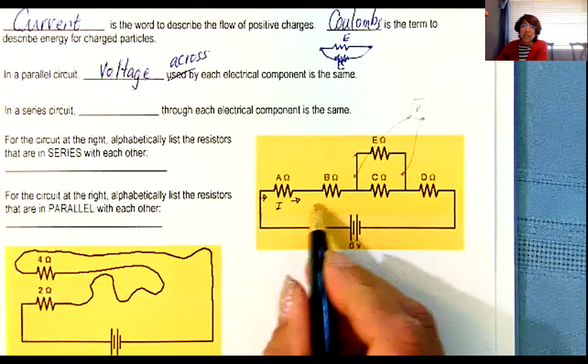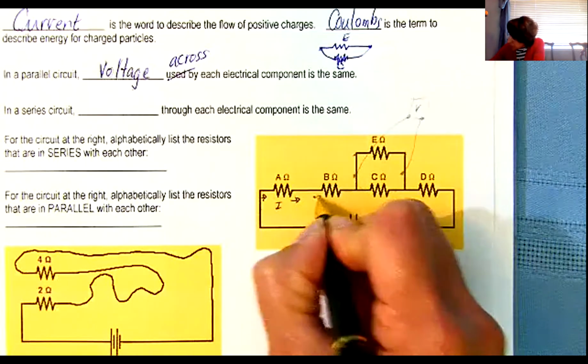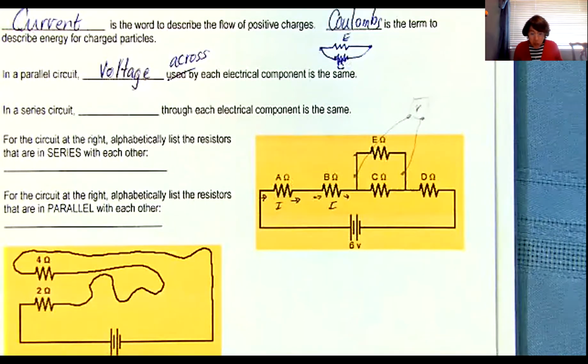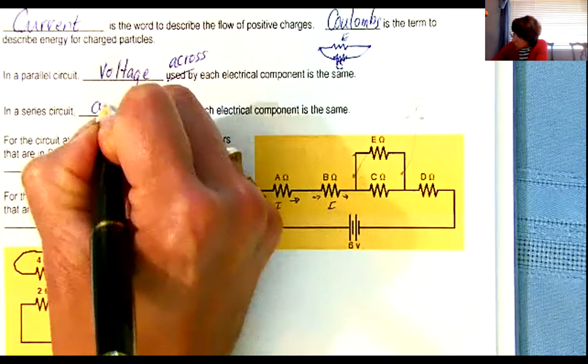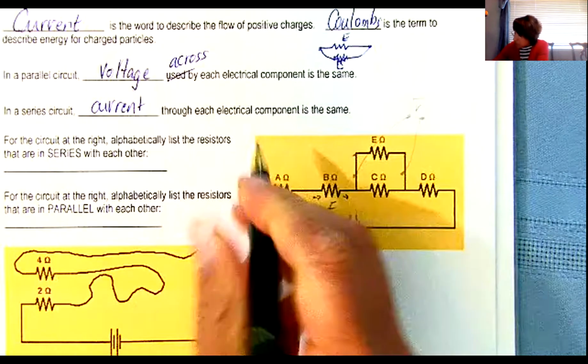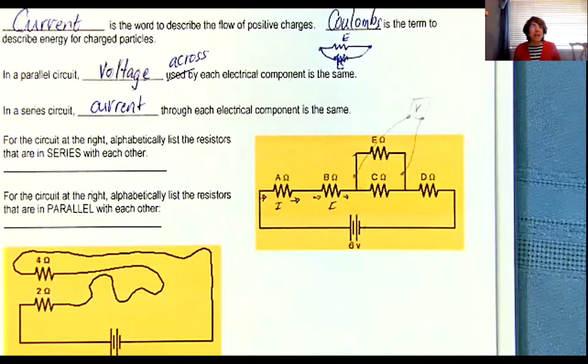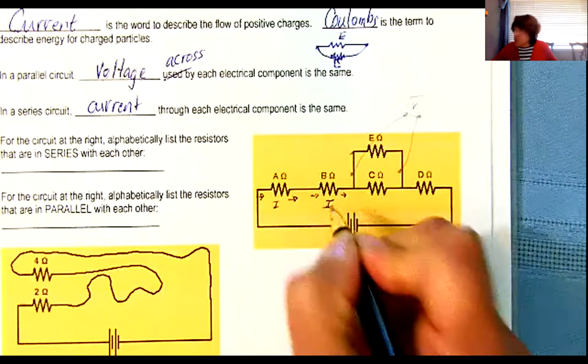Then the current goes into the B resistor, and then it comes out of the B resistor. The current doesn't change. So in a series resistor, the current through each electrical component is the same. Okay, the current doesn't change. And by the way, I'm putting I because that's what we call current.